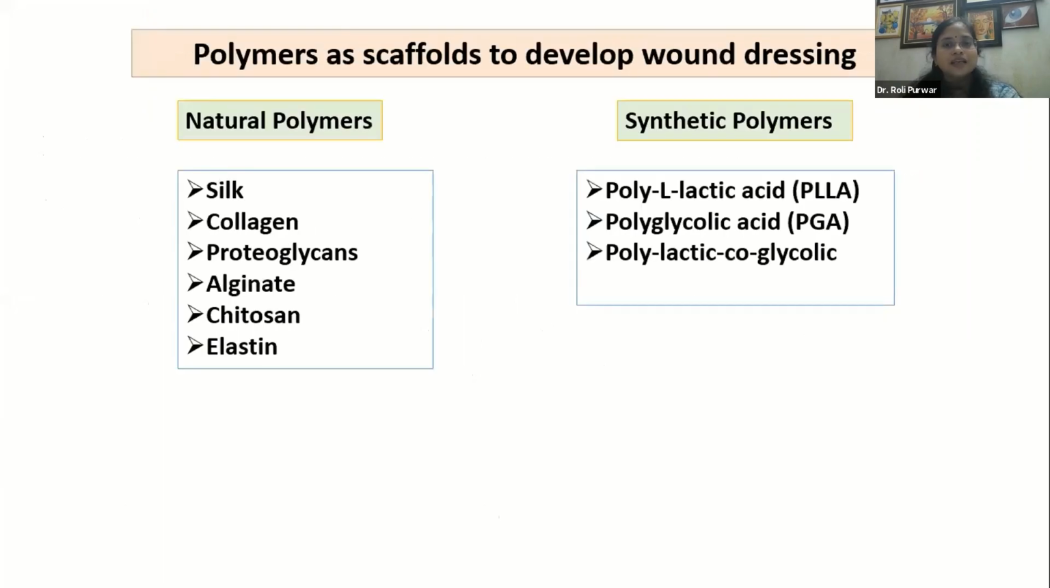There are a number of polymers by which we can develop wound dressing materials, both natural and synthetic. Natural polymers include silk, collagen, alginate, chitosan, and elastin. Among the synthetic polymers, people have tried polylactic acid, polyglycolic acid, and combinations of these polymers.